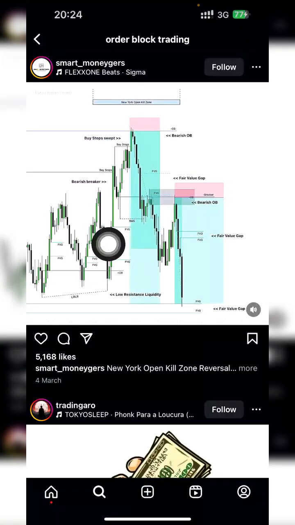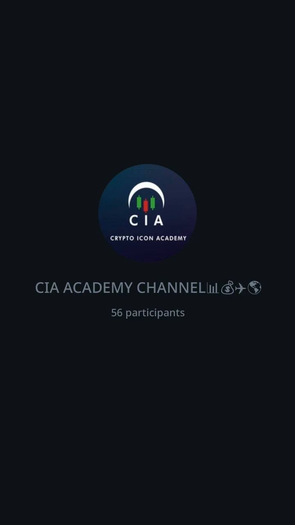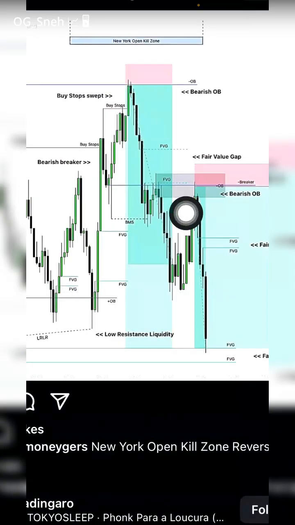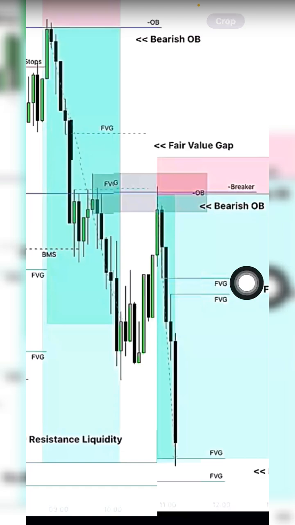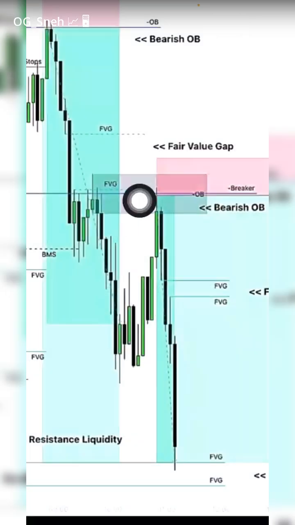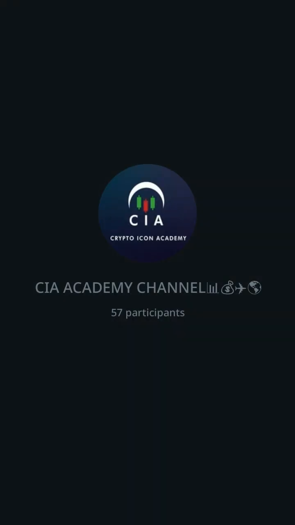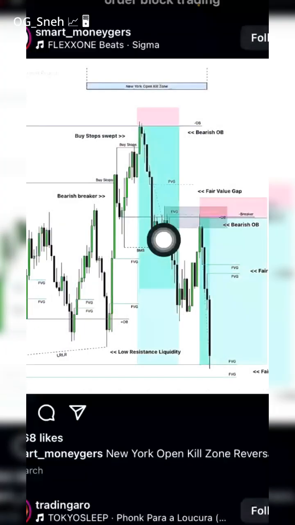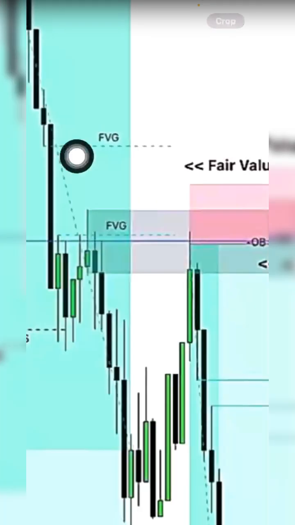He combined fair value gap and order block together to trade it. You see, he has mentioned this as what? As order block. OB means order block. They combine it with this fair value gap. Why is this place called fair value gap? Look at it. This is the third candle. This is the first candle. You see the small dots he is using to mark his fair value gap. Can you see the dot?